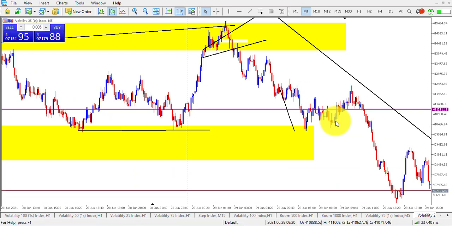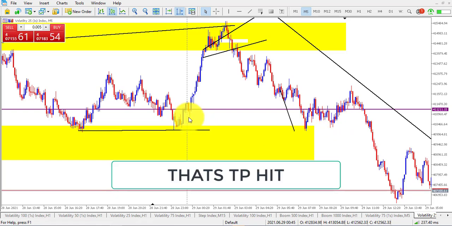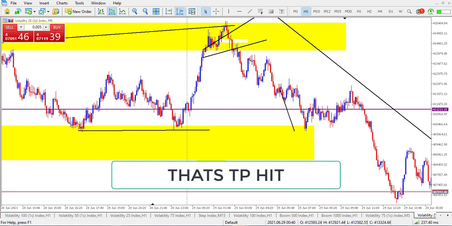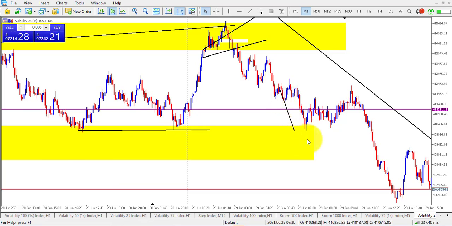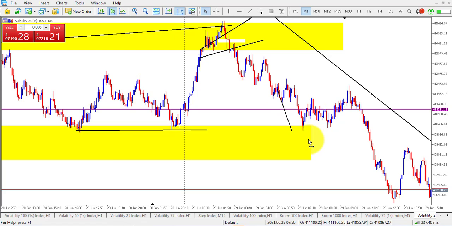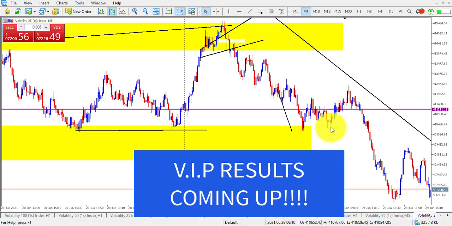Okay guys, hours later we are here, and this is how our trade went. As you can see, in the morning I was trying to get your attention to these lows, and our take profit was hit. That was how this trade went, and that was it guys.